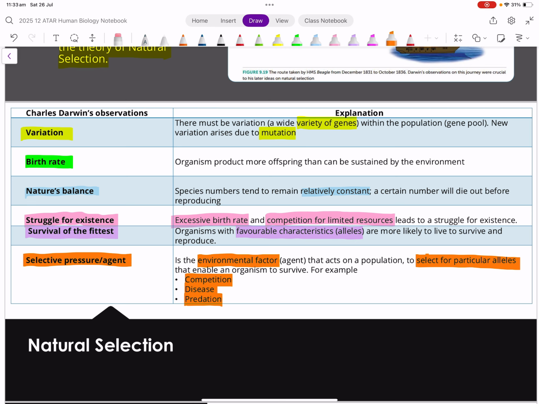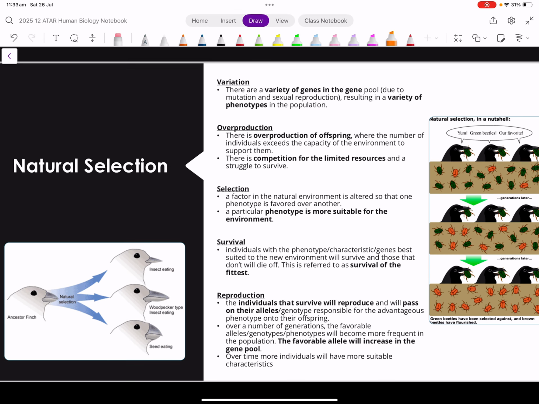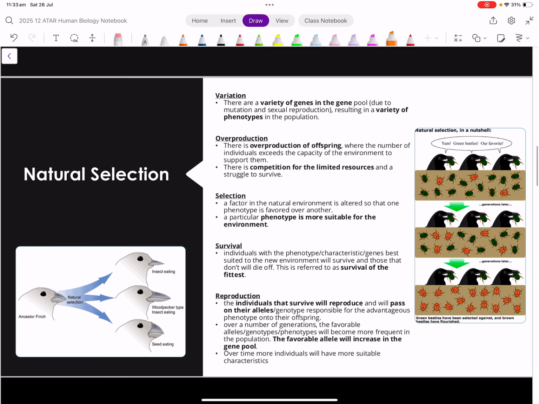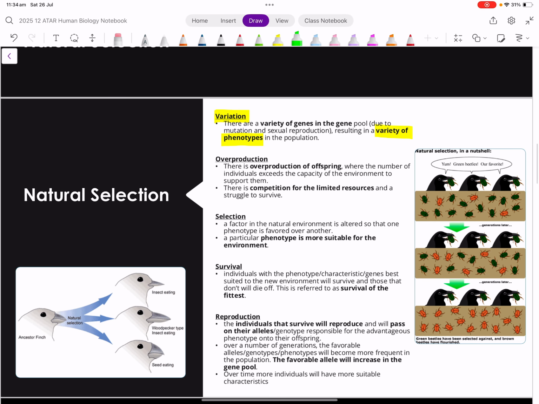So this here is another quick summary, or I say quick, another summary of some of these features of natural selection. So I'm not going to go through variation again, we've just discussed it. But effectively what we really want to look at with variation is the variation of phenotypes, not so much the genotypes. Secondly, overproduction, so this is referring to the birth rate that we've just spoken about, and to keep it consistent, I did birth rate in green, so we'll do that again here.